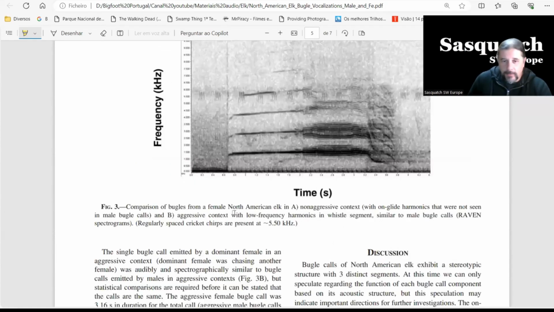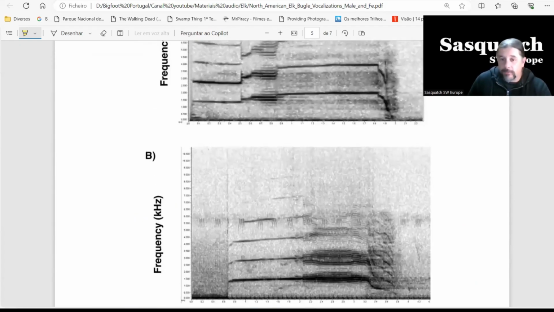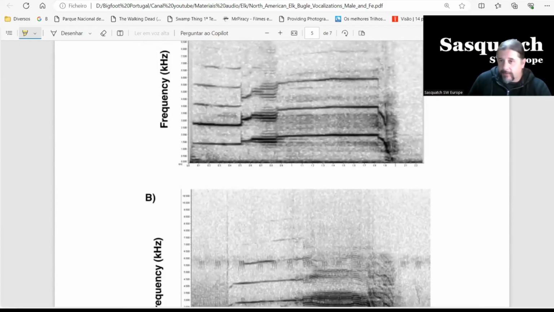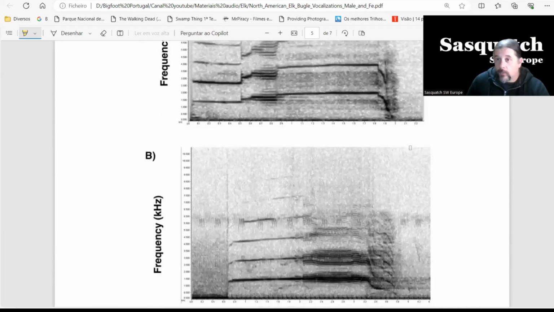And here you can see, like the legend says, a comparison of bugles from a female North American elk in A, a non-aggressive contest, to B, an aggressive contest, with low frequency harmonics similar to male bugle calls. So they can look much like the male, and some of the males can look like this. Very, very flat, as you can see, if you remember from the last video about canines and how they can look like flat howls from Sasquatch. The elk are one of the animals that can produce very flat howls.